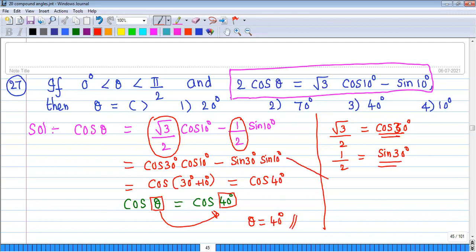Clear? Understood? Now you see the formula: cos A cos B minus sin A sin B is equal to cos of A plus B. In this formula, A means 30, B means 10. Cos of A plus B is cos 40. So theta must be equal to 40. Is it clear or not?